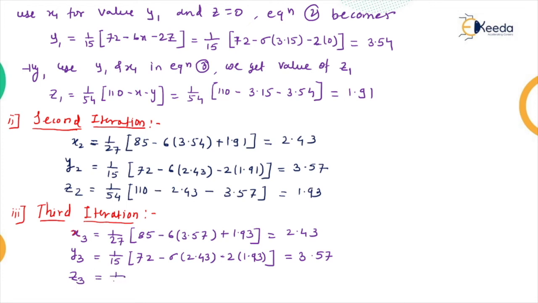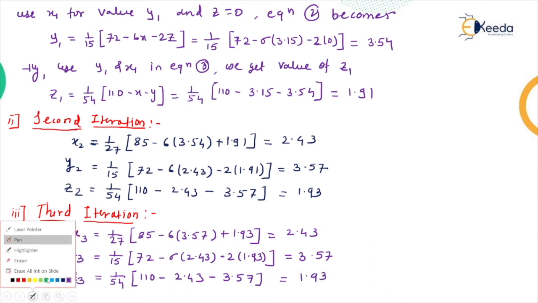Now next you are taking the next iteration for z, as z3. z3 is 1 upon 54 in bracket 110 minus x. Recently x was calculated as 2.43, minus y. Recently y was also calculated as 3.57, and you will get the value of z3 as 1.93.